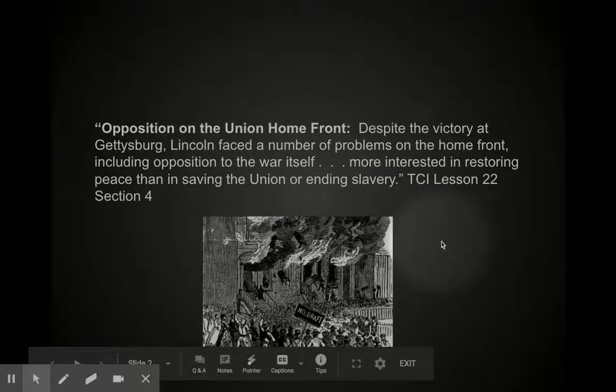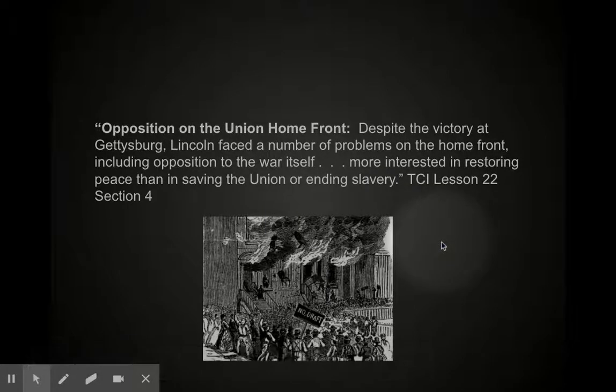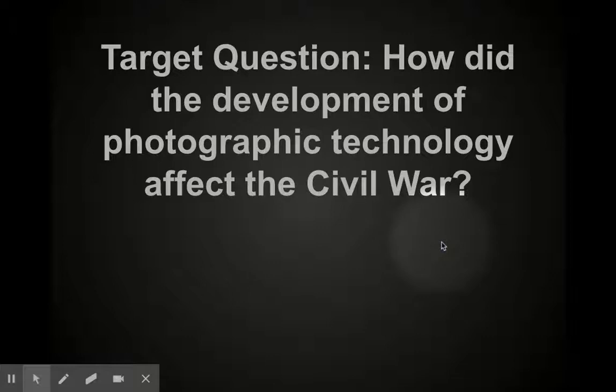And so this development of photographic technology affects the Civil War, and that's our target question. How did the development of photographic technology affect the Civil War? It is part of this developing opposition and pressure on the Union to actually bring it to a close.